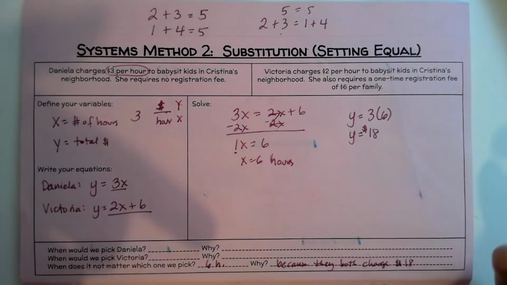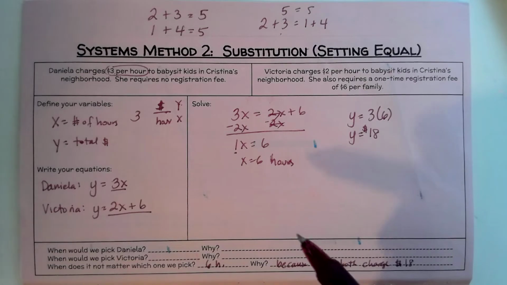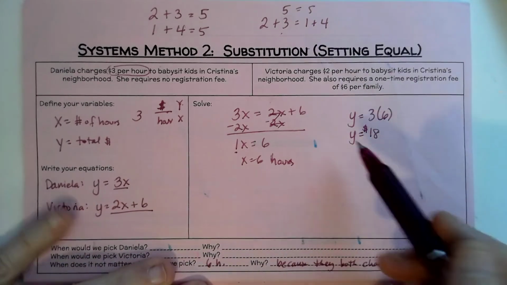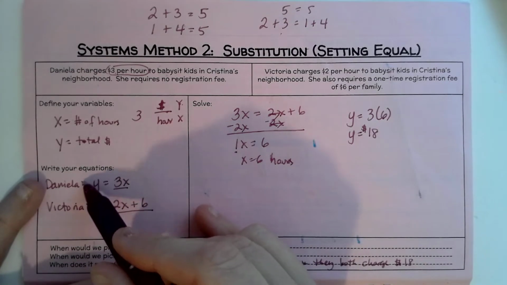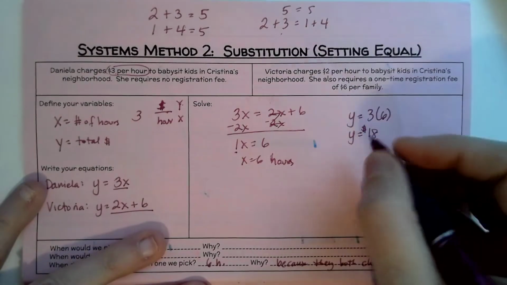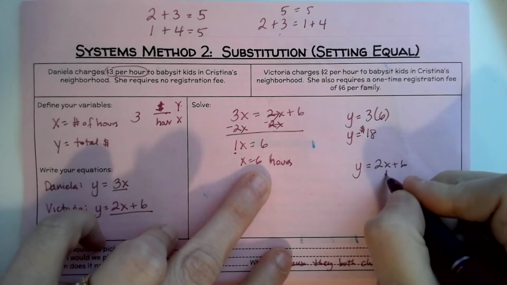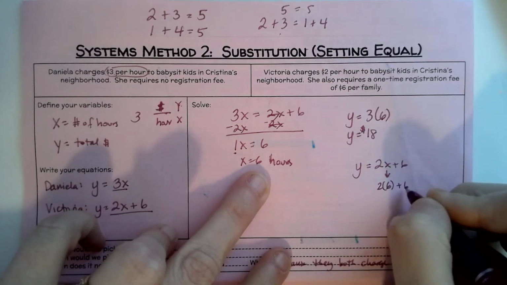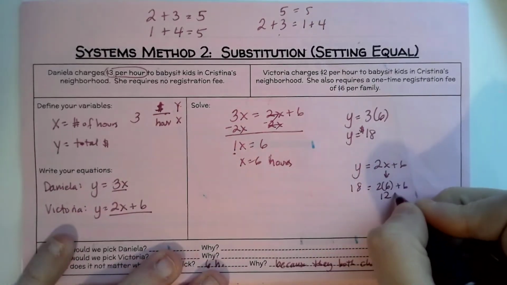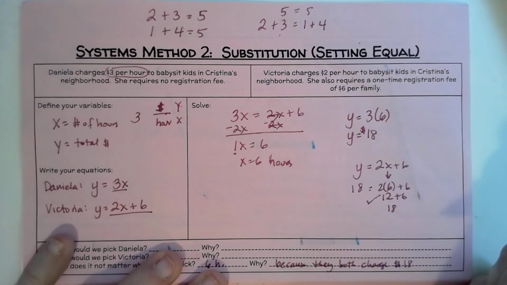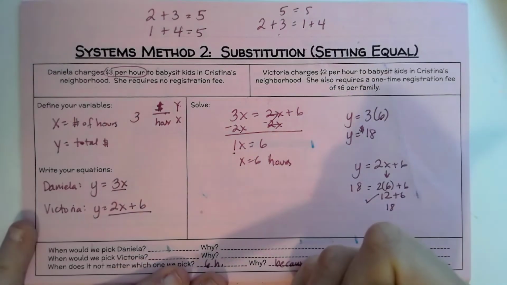All right. Now the thing I didn't do here is check my answer. And the cool thing about systems is they've got a built-in way to check if you've done it correctly. I used Daniela's equation to figure out what y was, so I can use Victoria's equation to check it. It says y equals 2x plus 6. I can plug in a 6 for x and 18 for y and see if that's true. 2 times 6 is 12. 12 plus 6 is 18. That is true. So 6 hours gives me the same answer for Daniela and Victoria.